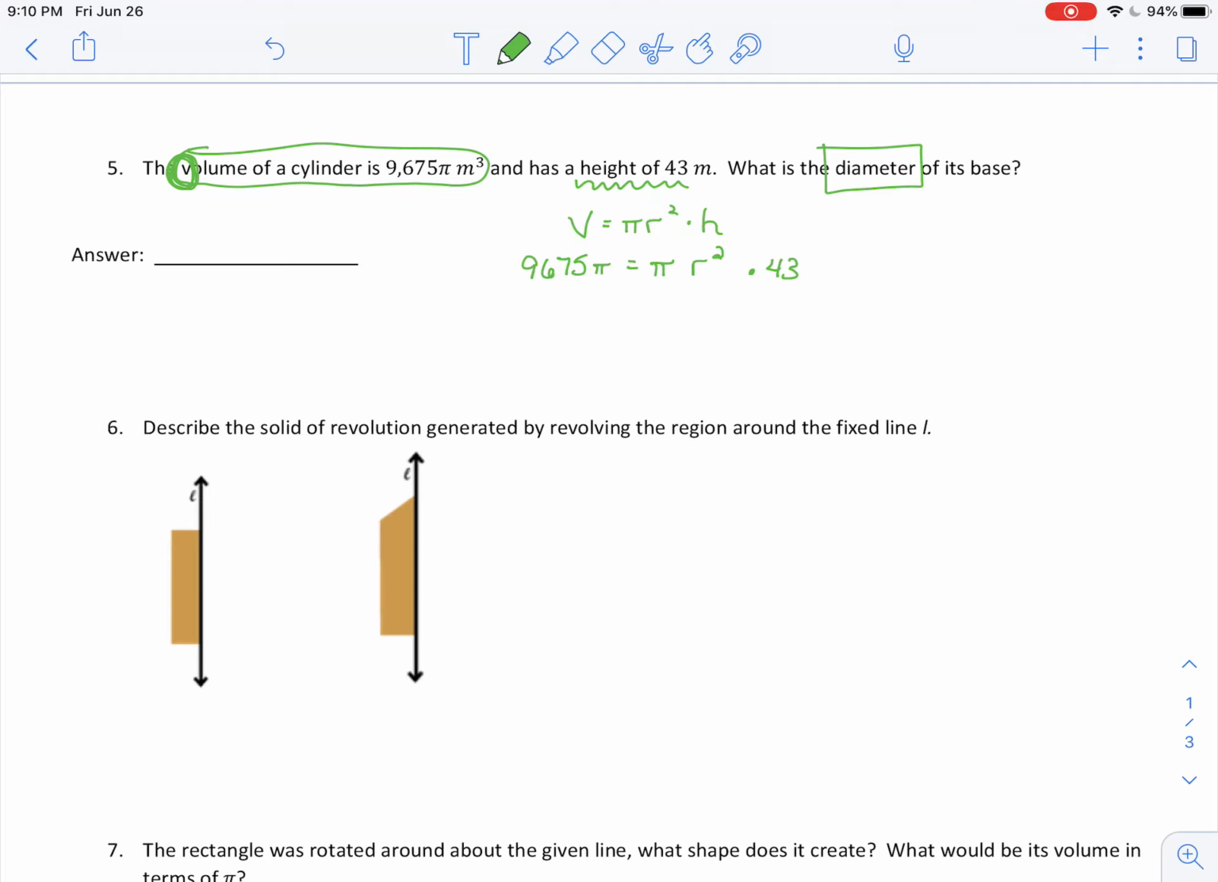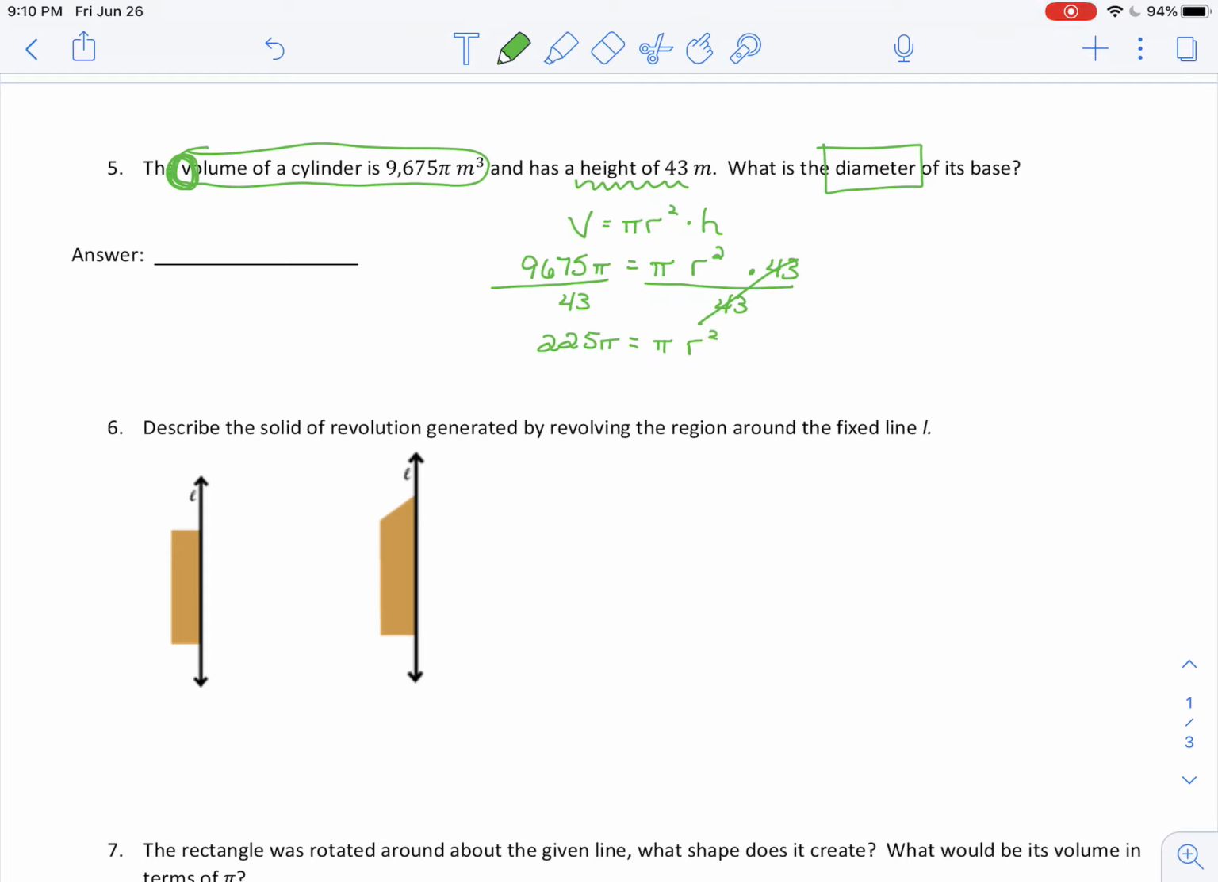We can figure out how to get r by itself. So the first thing I'm going to do is get rid of that times 43. The opposite of multiplying by 43 is to divide by 43. And if I ignore pi for a second and put 9675 divided by 43 into my calculator, it gets me 225. Now I ignored pi, it's still there. It's kind of like an x. I can divide the numbers, but the variable is still there. So on the right hand side, pi is still there, r squared is there.